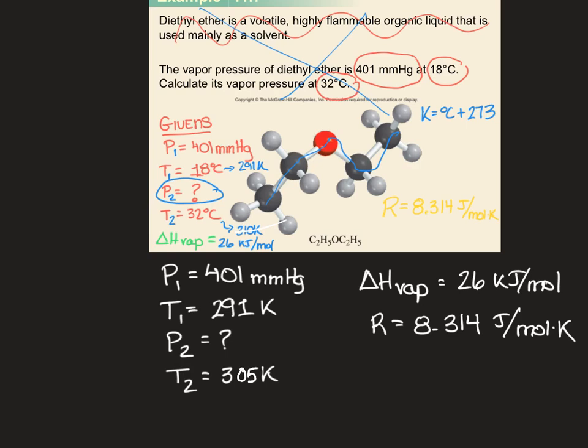Okay, so that's all my givens. I've converted my 2 temperatures. I've pulled my R value. The heat of vaporization, let's just pretend was given to you because it would be. Anything else I need to do? Here's everything written out. Anything else I need to do before I start plugging and chugging on the equation? There's one thing I still need to do.